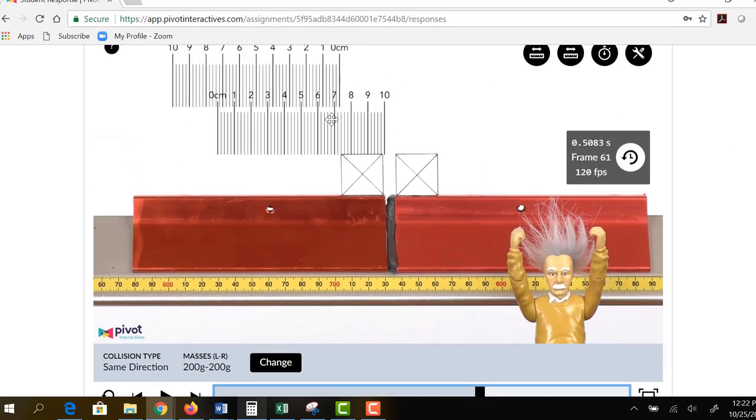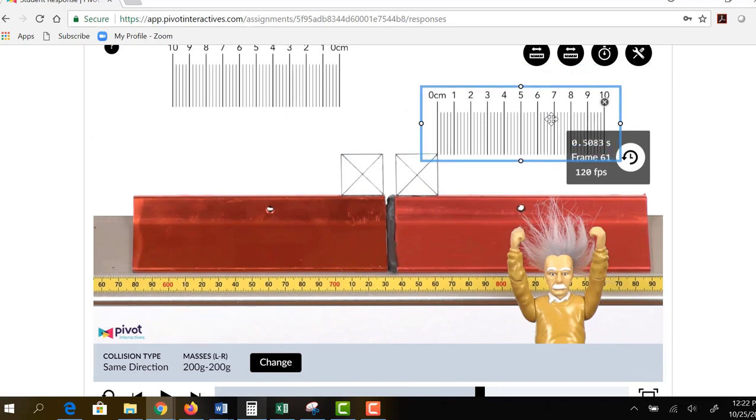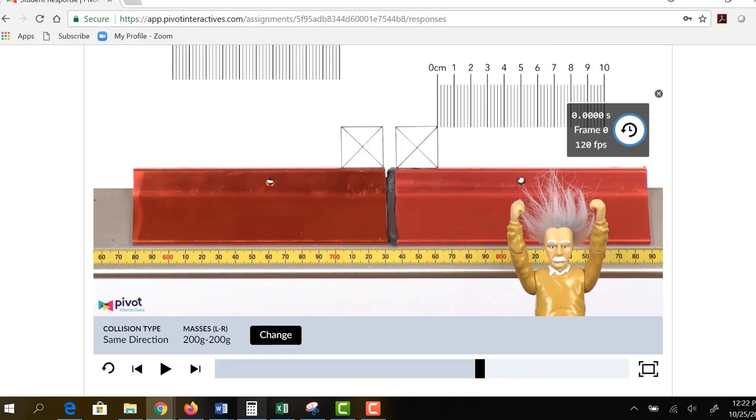I can do the same thing. I only have to measure one of these flags, though, because they're going with the same speed. Okay, so I'm setting this measuring device here. Let me reset this to 0, and then see how long it takes to travel that length. This is them stuck together.